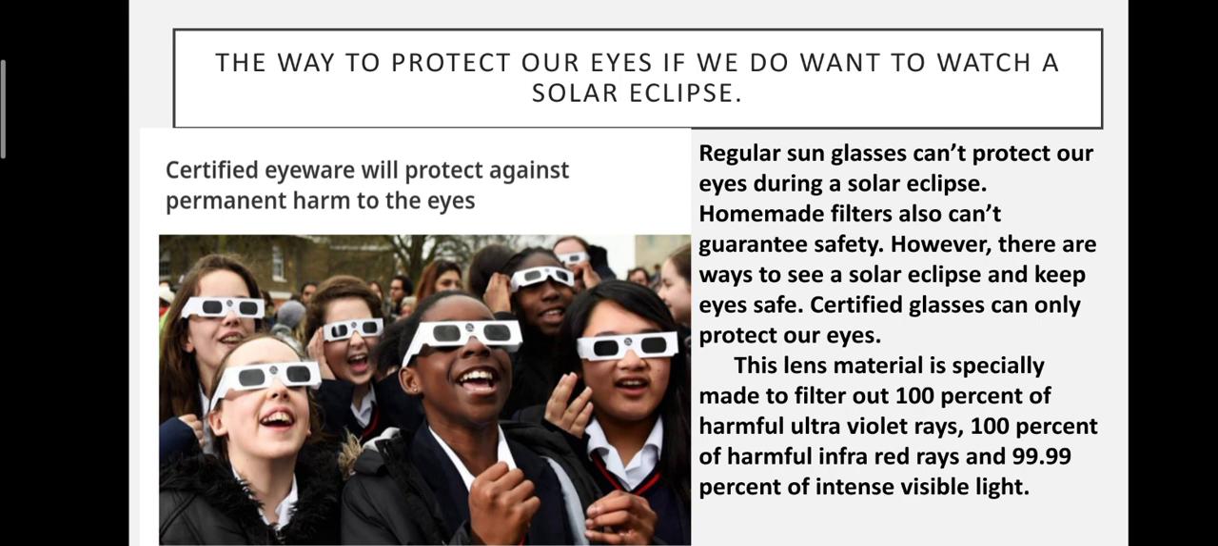Regular sunglasses can't protect our eyes during a solar eclipse. Homemade filters also can't guarantee safety. However, there are ways to see a solar eclipse and keep eyes safe. Only certified glasses can protect our eyes. This lens material is specially made to filter out 100% of harmful ultraviolet rays, 100% of harmful infrared rays, and 99.99% of intense visible light.